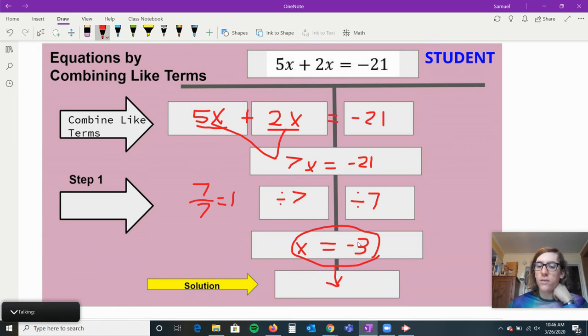So we just have x equals, and then 21 divided by 7 is 3, and a negative divided by a positive, it's an odd number of negative terms, so our answer is going to be a -3. Okay, so there's our solution.